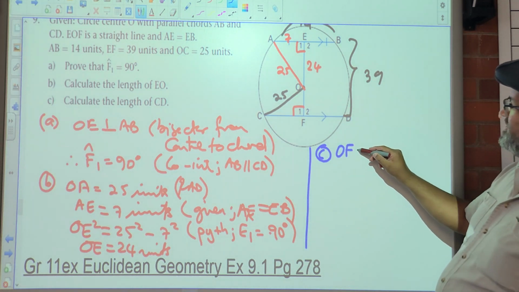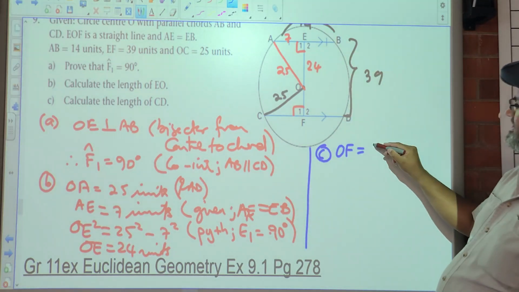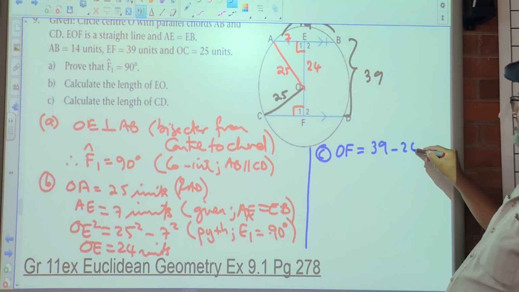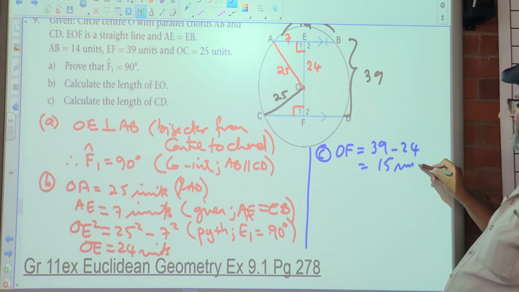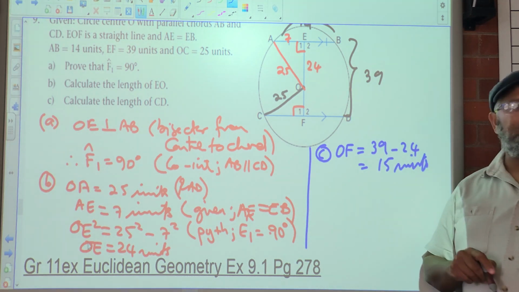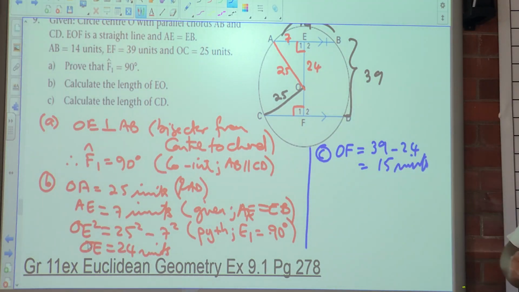But we know that EF is 39. Remember, this whole length is 39, minus 24, which is 15. Do I need a reason? No, no reason required. Why? Because we're not using a geometry theorem.